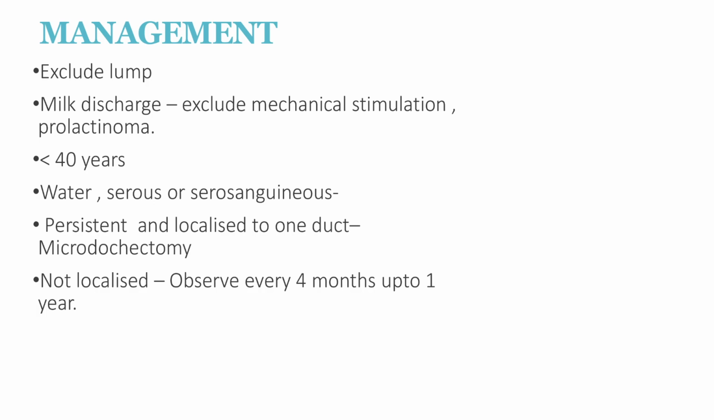If it is a woman less than 40 years old with watery or serous discharge that is persistent and localized to one duct, then you go for microdochectomy, the operation. If the nipple discharge is not localized, then observe every 4 months for 1 year, with suspicion of malignancy.